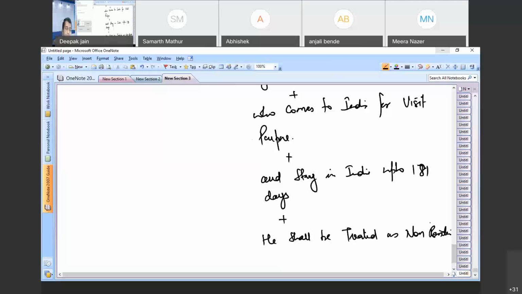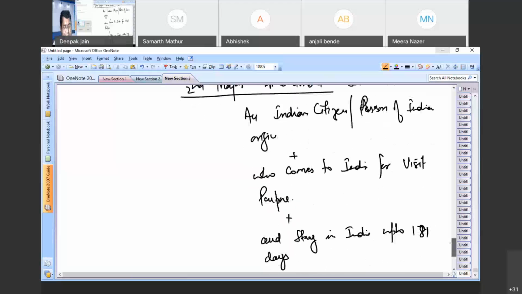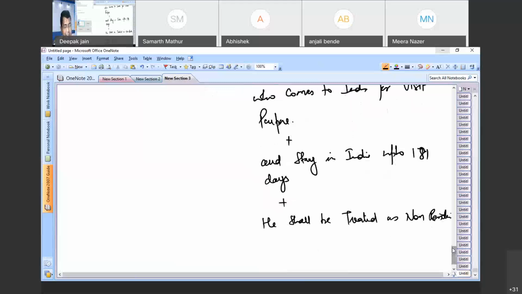non-resident. Prior to Finance Act 2020, Section 6, Subsection 6 says an individual, Indian citizen or person of Indian origin who comes to India for visit purpose and stays in India up to 181 days, then he shall be treated as a non-resident. Inversely, if the period of stay in India is 182 days or more, then he shall be treated as resident. Otherwise, if period of stay is 181 days or less, he shall be treated as non-resident.